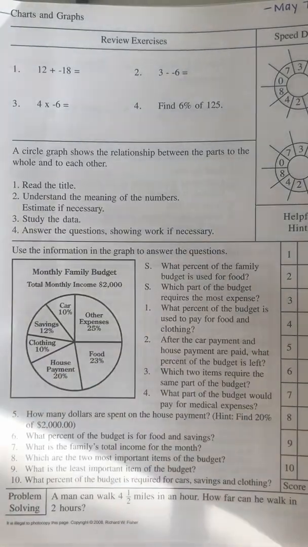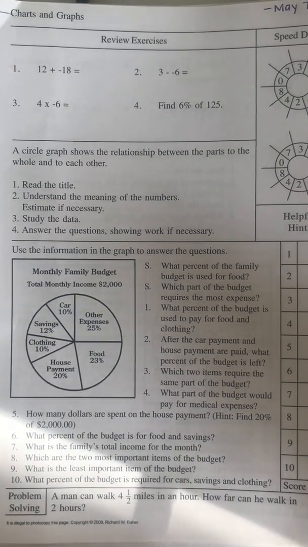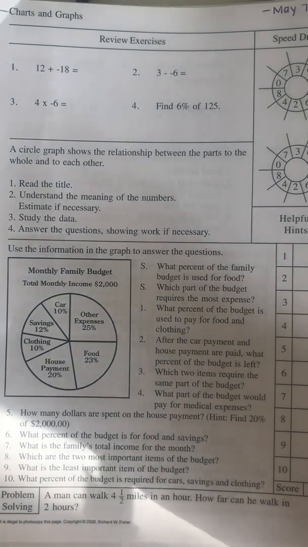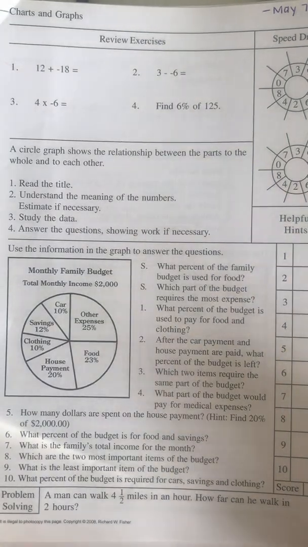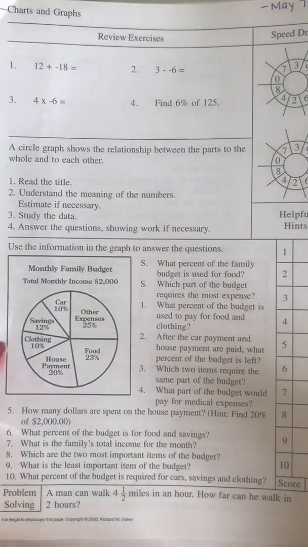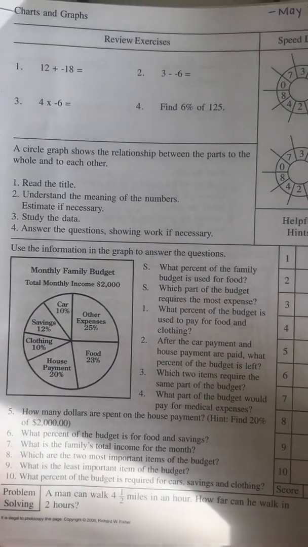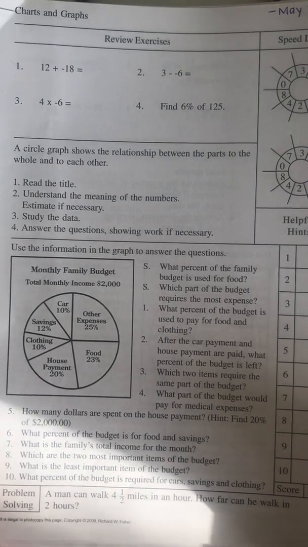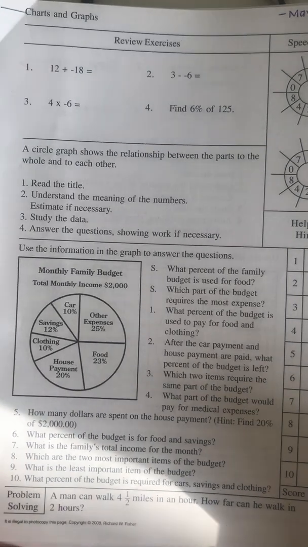So today we are continuing with different kinds of charts and graphs. And today we are going to learn about circle graphs. So after you complete your review exercises and speed drills, let's read the directions and find out how to interpret this circle graph. So it says, a circle graph shows the relationship between the parts to the whole and to each other. And I will explain that a little later.